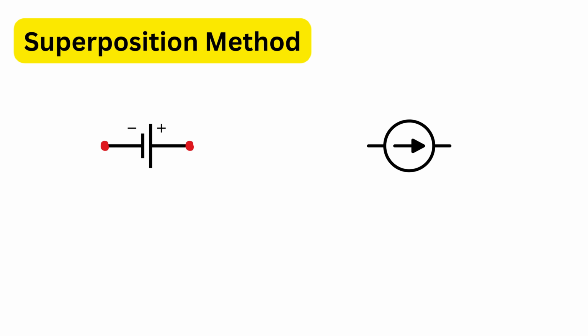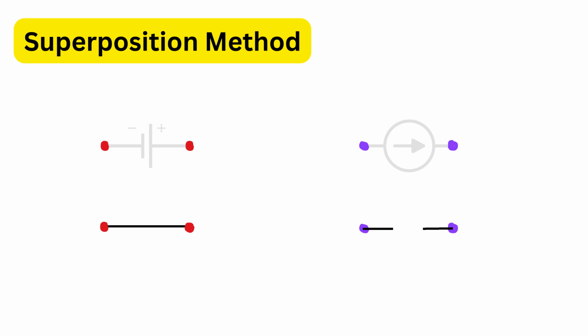If you have a voltage source, then turning off a voltage source means you replace it by a piece of wire, a kind of short circuit, so the two terminals become the same potential. Now, if you have a current source, then turning off a current source means you remove it like this, a kind of open circuit. That is all you need to remember about the rule.